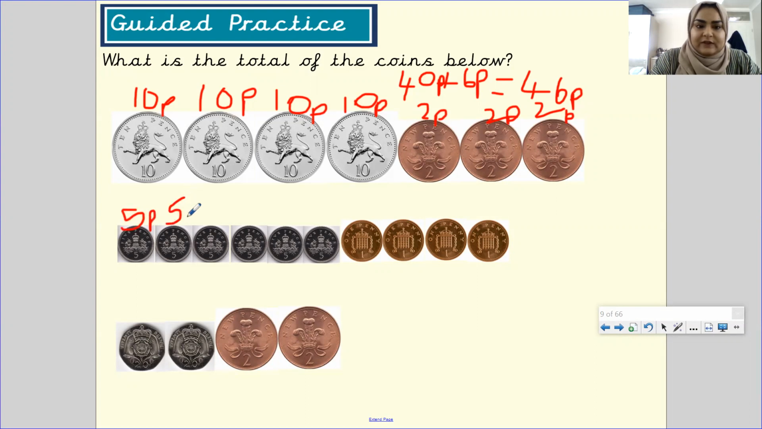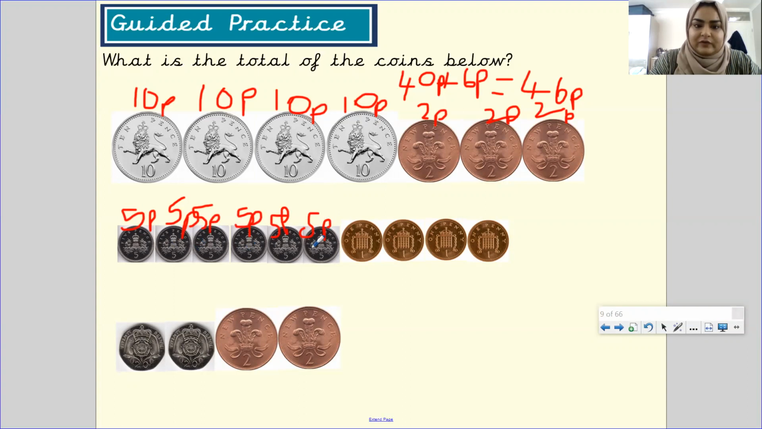Okay, so over here I got 5p, 5p, 5p, 5p, 5p, and 5p. If you look at the way I've worked the top one out, I found it easier for myself to work out the tens than the twos, and then add them together. So I have 6 5p's.